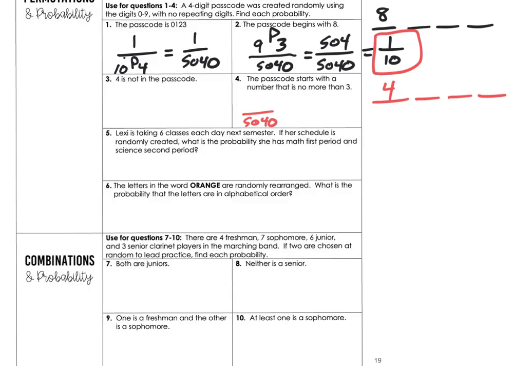So the top here is going to be 9P3. I'm going to pick one of those 4 numbers in the first slot, and then when I pick my next 3, I'm going to have 9 numbers to choose from, and I'm going to pick 3 of them and put them in that order. So we're going to do 9P3, which is 504, and we're going to take 504 times 4.